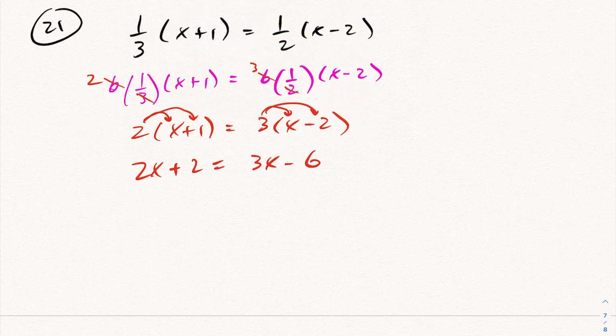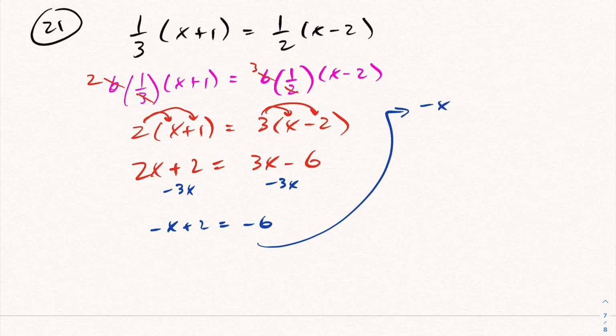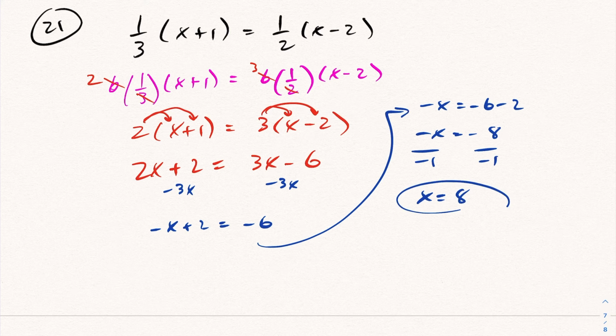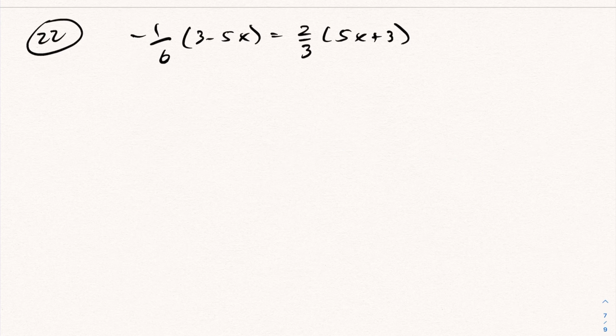And you want to solve for x, so I'm going to subtract 3x on both sides. And we get negative x plus 2 is negative 6. And we get negative x equals negative 6 minus 2. And again, I want to solve for x, so divide across by negative 1. And we get x is 8. Okay, let's try another one.